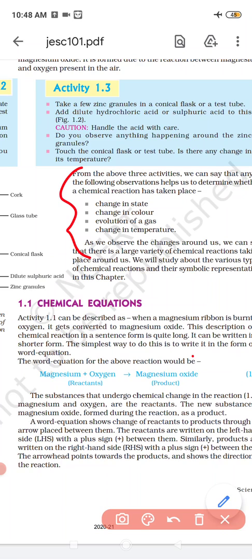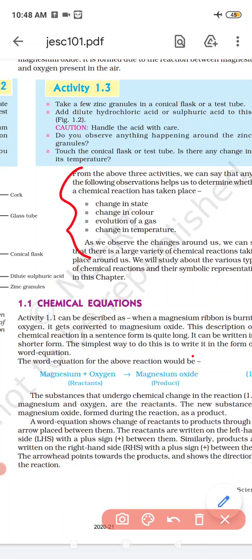So we observe many changes around us. We can see that there is a large variety of chemical reactions taking place in our surroundings, right? So in this chapter we learn about chemical reactions, and how these chemical reactions are symbolized by equations. These equations are known as chemical equations.